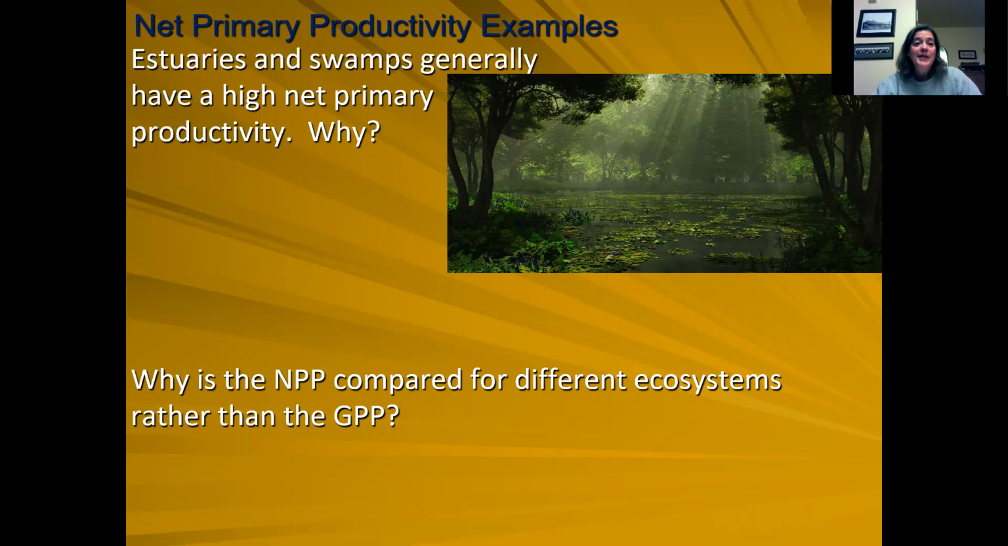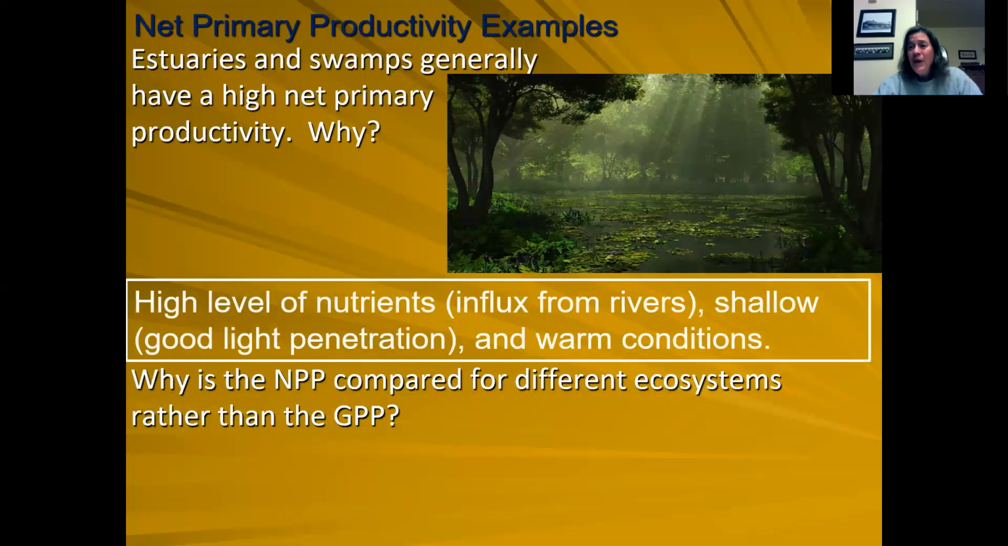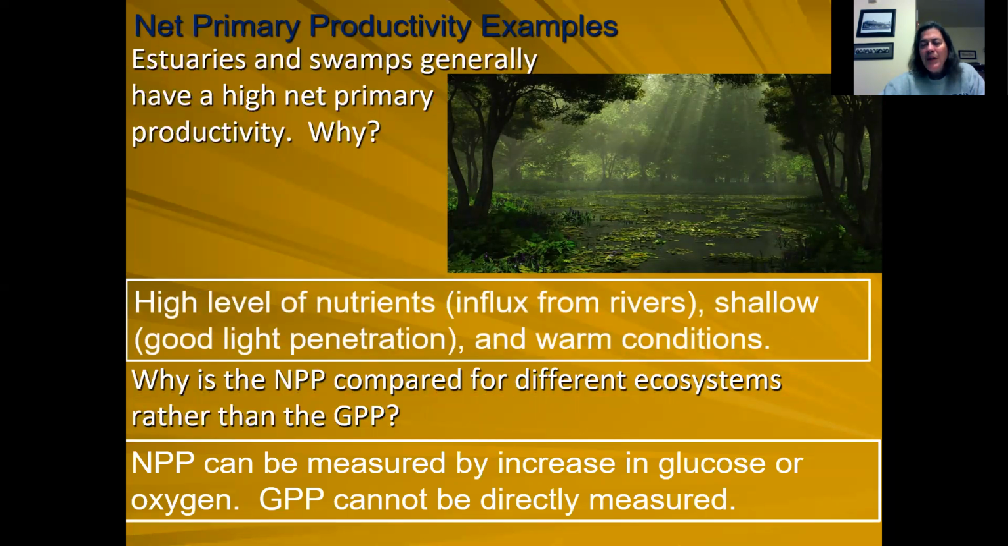One of them is biomass. Which one's going to have a higher one? Estuaries and swamps are generally going to have a really high net primary productivity. The reason is that you have a whole lot of nutrients coming in. You have shallow waters, which means good light penetration for the energy for the system, and warm conditions. And again, if things are snowy and icy, you're not going to be growing as much. So again, why do we use the NPP to compare different ecosystems instead of the GPP? It's that we can actually measure NPP, and GPP we can't.